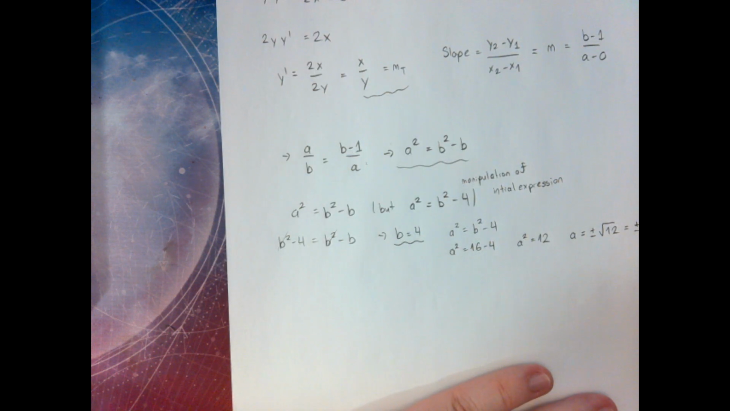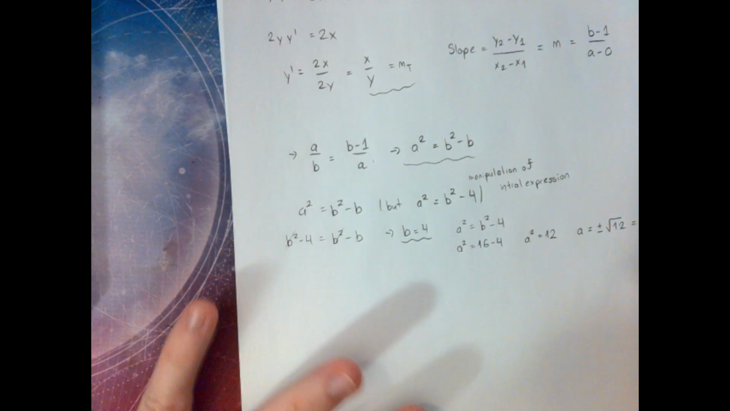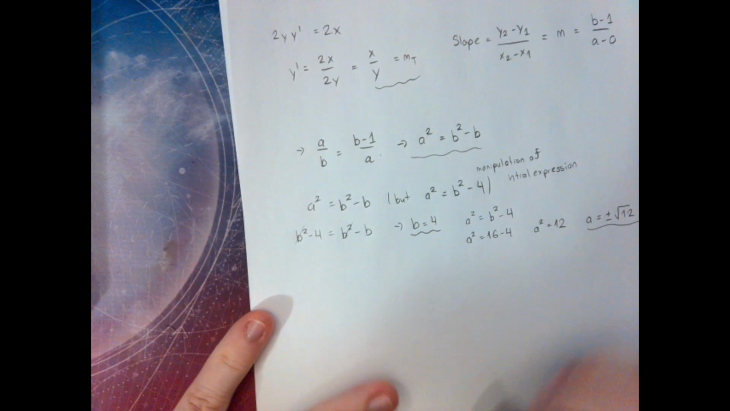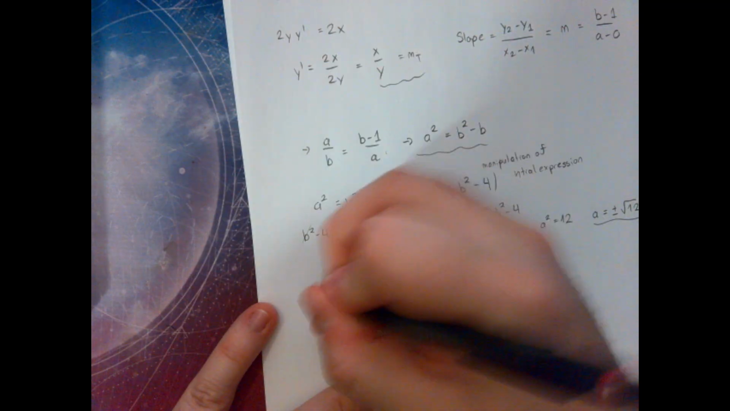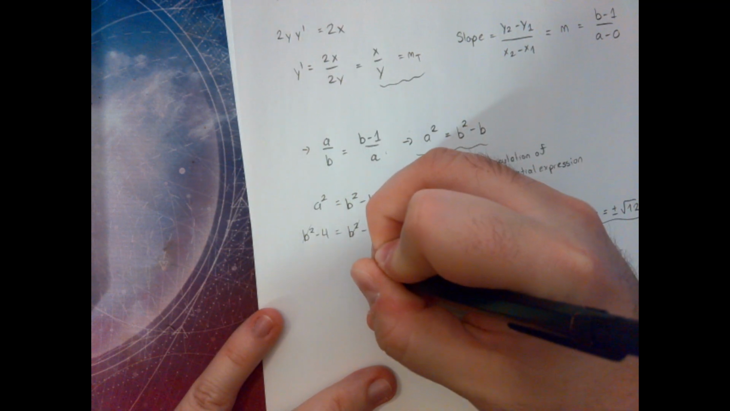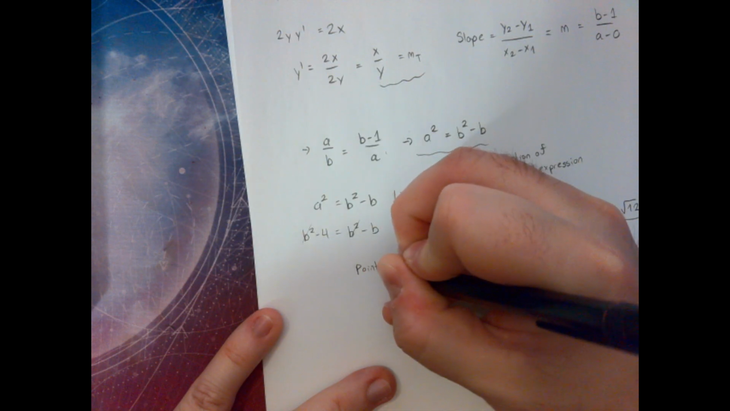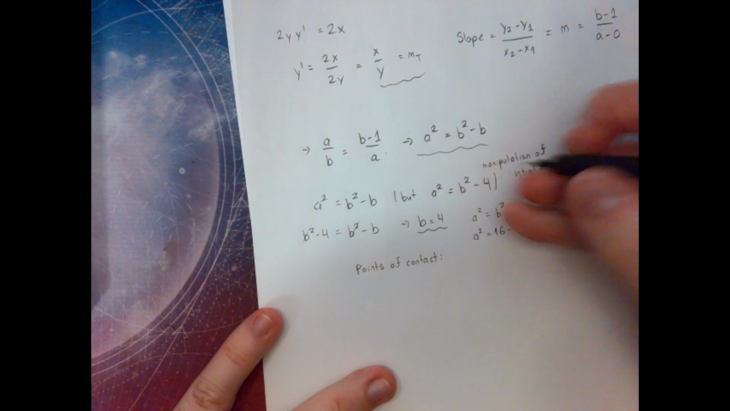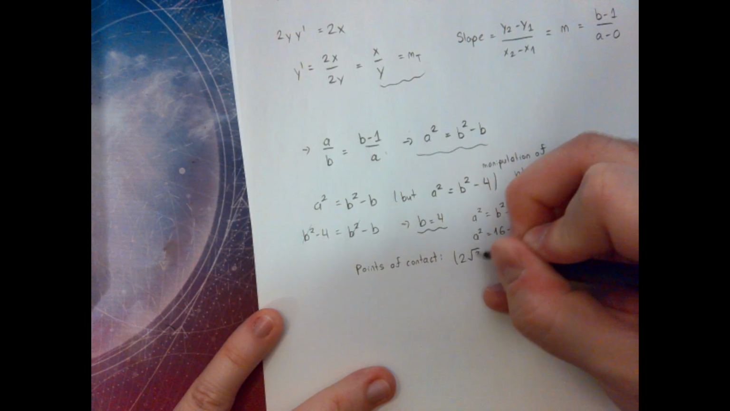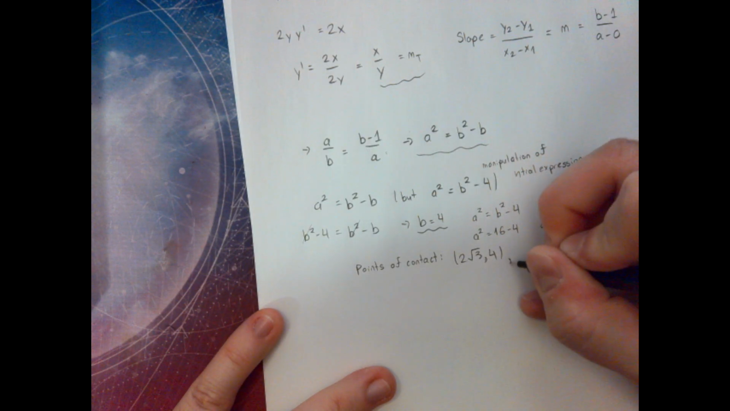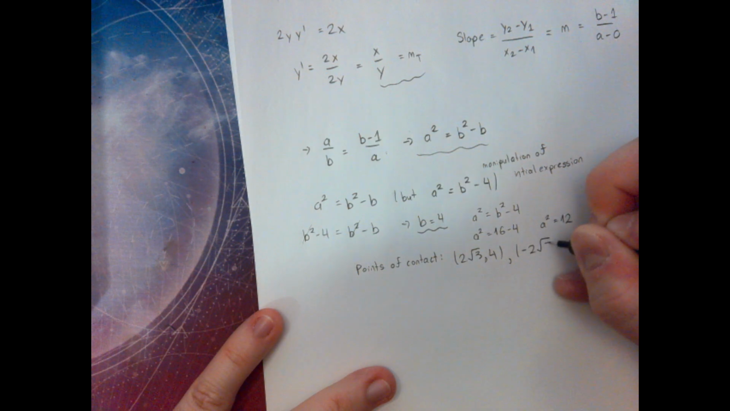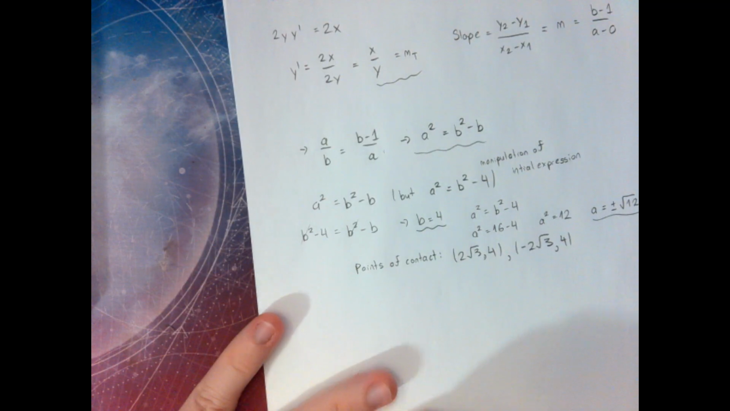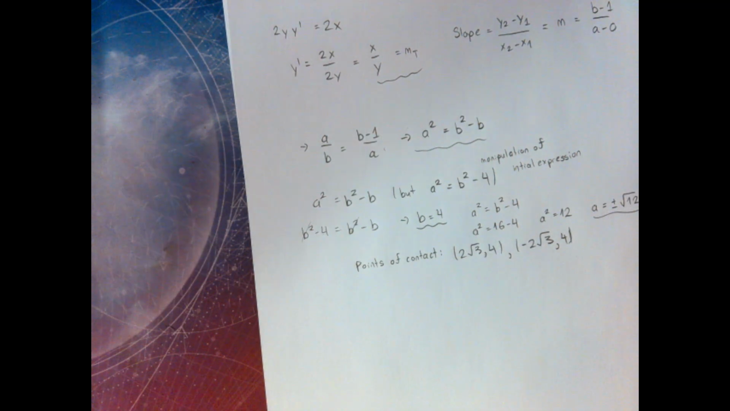And the plus or minus makes sense, because the initial question tells us that we have tangents to the curve, so I'm expecting more than one value. So my points of contact will be positive 2 root 3 comma 4 and negative 2 root 3 comma 4. Okay, so that's it for part A, and now we've done most of the work.